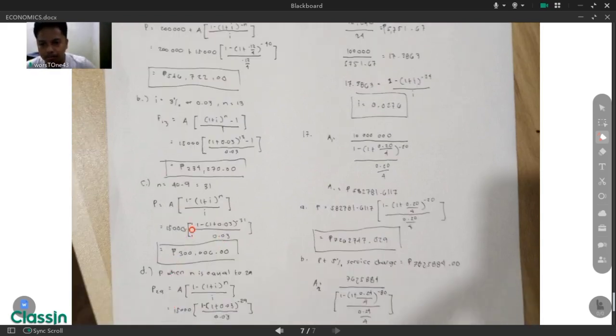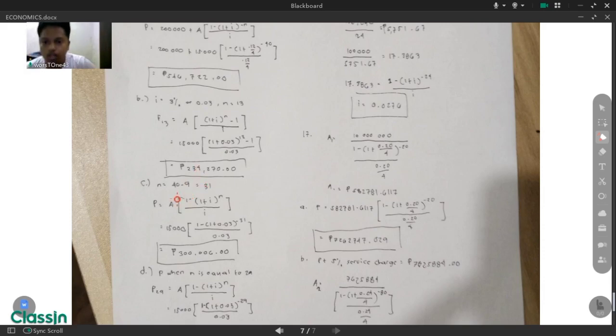For C, we have n equal to 40, and A equals 15,000, and n is actually 31. It's actually n.